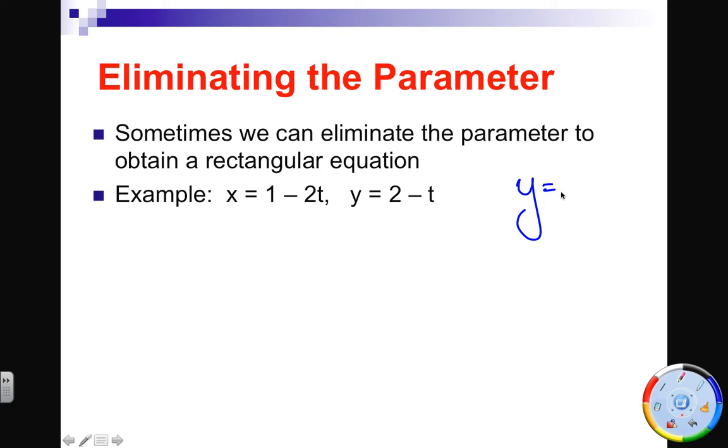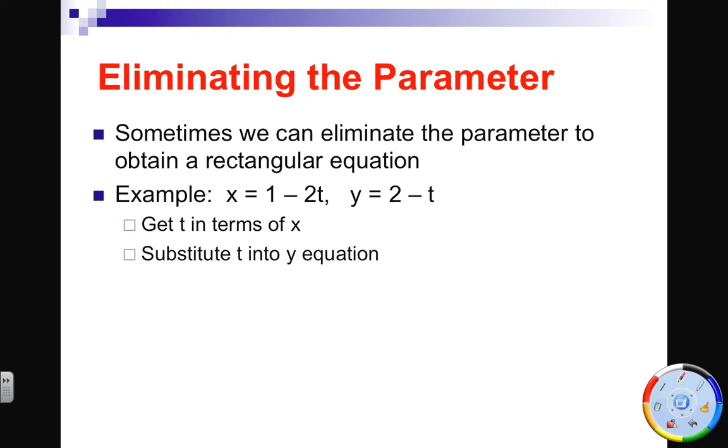Like y equals, maybe it's a linear function. I don't know yet. y equals mx plus b. That's kind of what I want to write it as, a normal equation. So what we're going to do here is look at first this. We're going to say, let's get t in terms of x. So however you want to do it, I can say 2t is equal to 1 minus x, and therefore t is 1/2 minus 1/2 x.